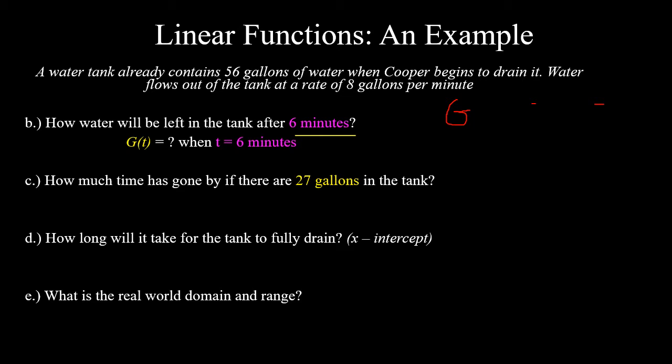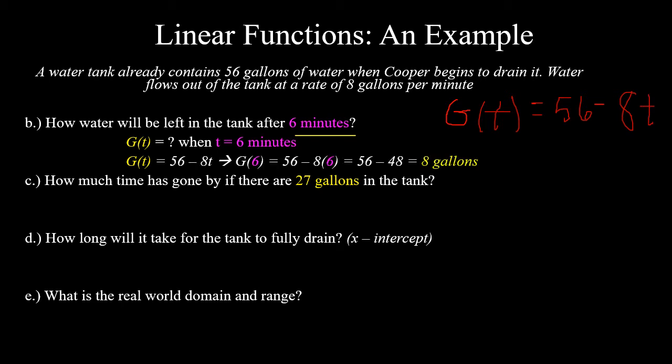g of t equals what when t equals 6 minutes? So all we're going to do is we're going to take our original function, g of t equals 56 minus 8t, and we're going to plug in 6 for t. Okay, always start with your original function, g of t equals 56 minus 8t. We're plugging in 6 for t, so g of 6 equals 56 minus 8 times 6. All I did was replace that t with a 6. 8 times 6 is 48, and 56 minus 48 is 8 gallons.